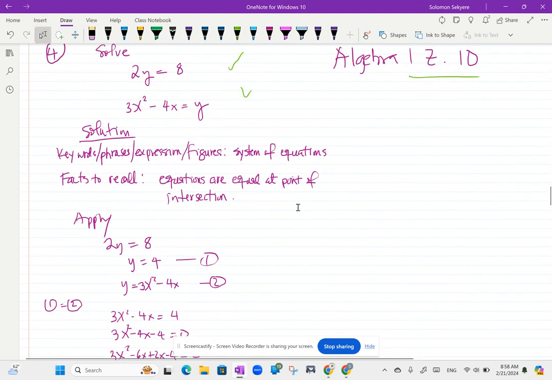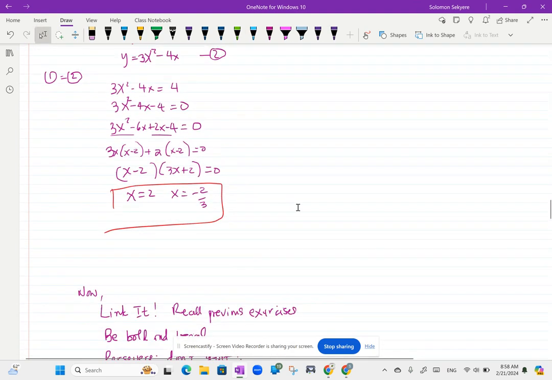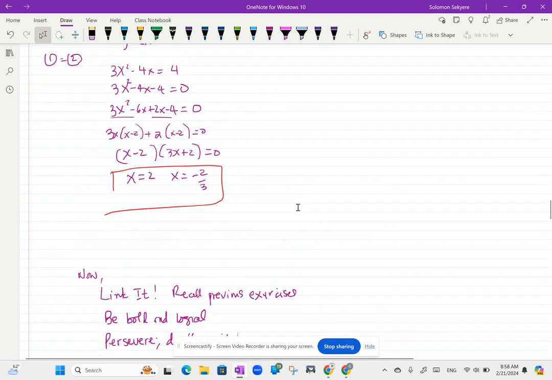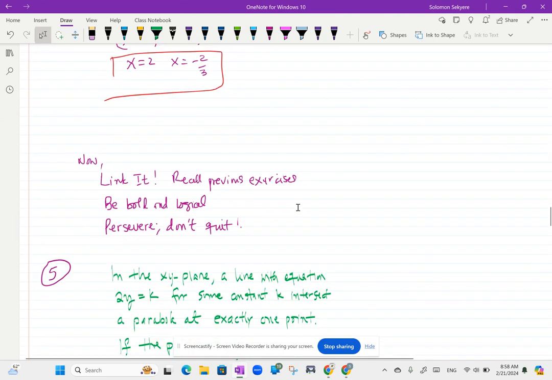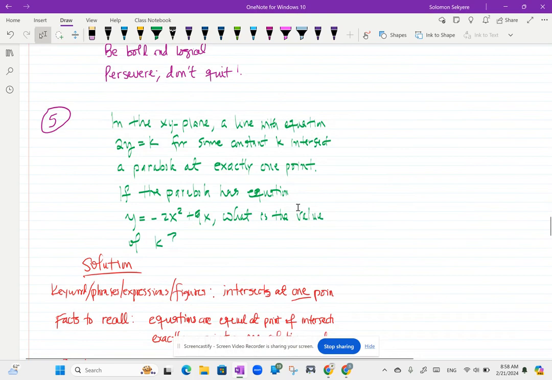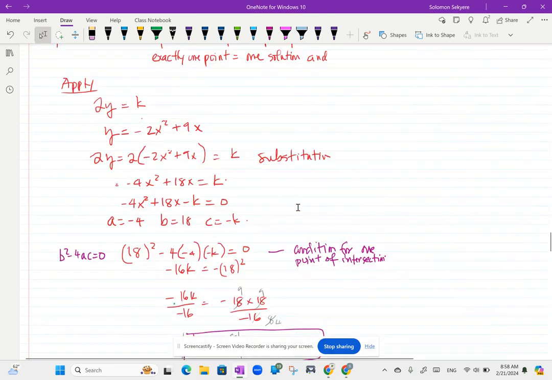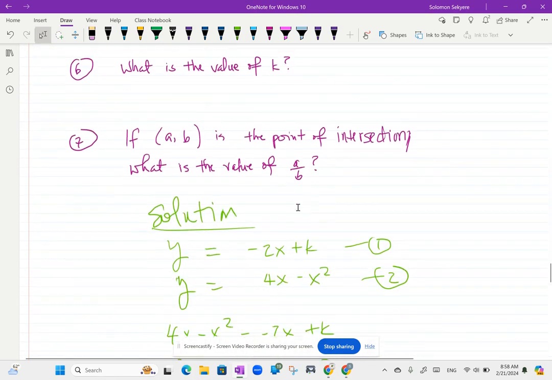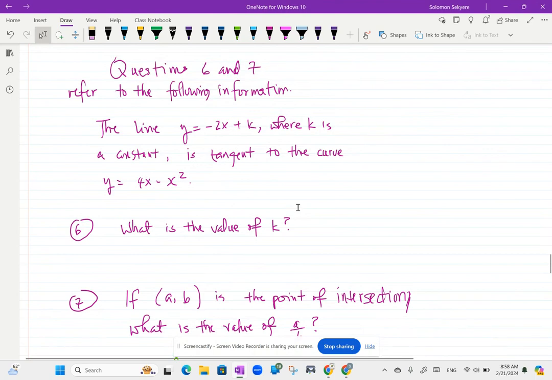Okay, set them equal or do substitution. Then you find your x values. Now let's go over here. So now let's go to our puzzle for today.